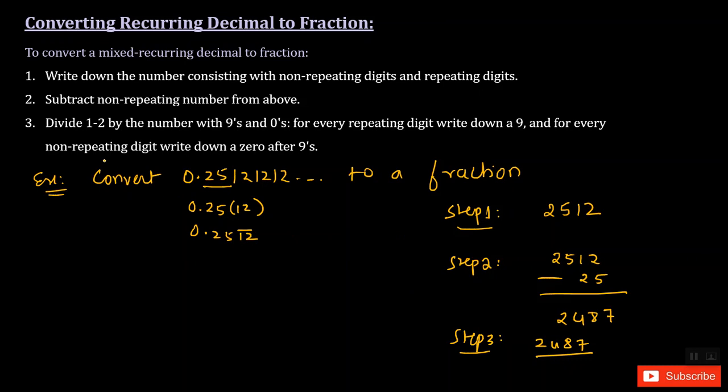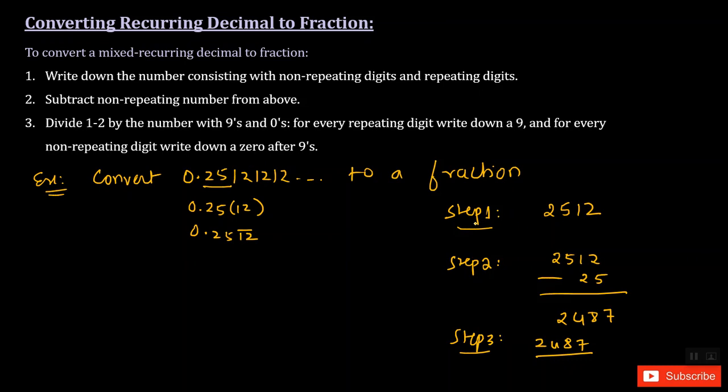In such case, what we have to do is divide. After subtraction, whatever the result I am getting here, divide that by the number of nines and the zeros. That is my step 2. For every repeating digit I write down a 9, and for every non-repeating digit I have to write the zeros after the 9s.